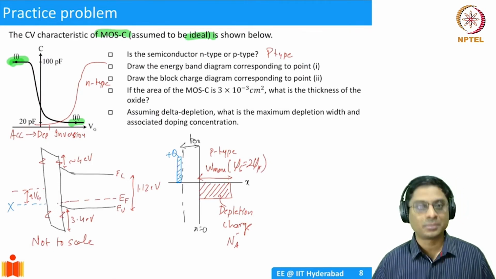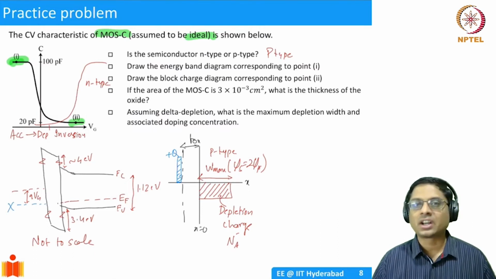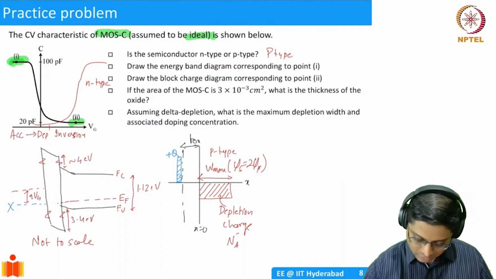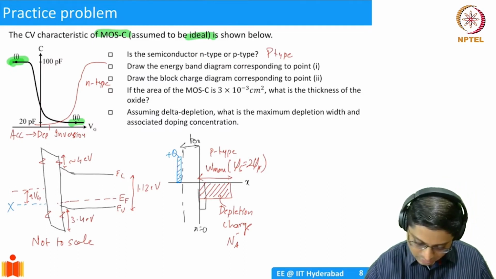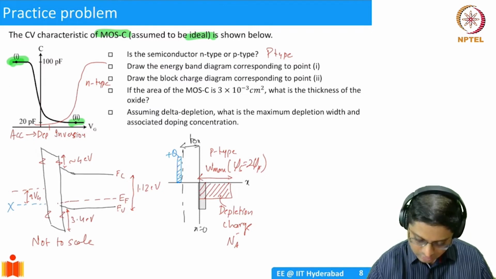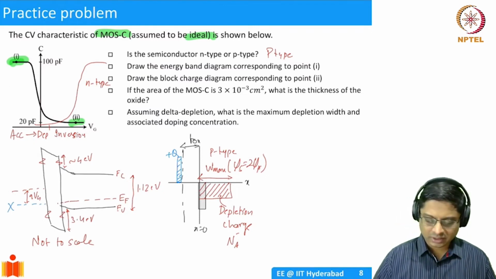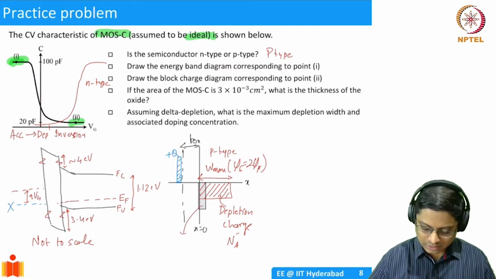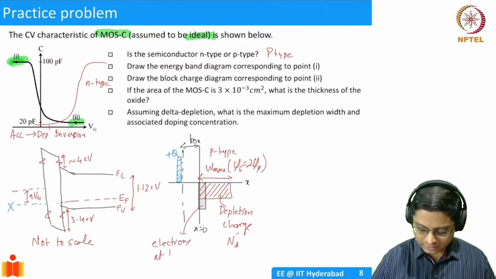There should be a substantial number of inversion charges. The inversion charges for a P-type semiconductor are electrons, right? So I need to show my inversion charge here. So I will draw a structure like this. Basically, this is showing you that these are electrons at the interface.